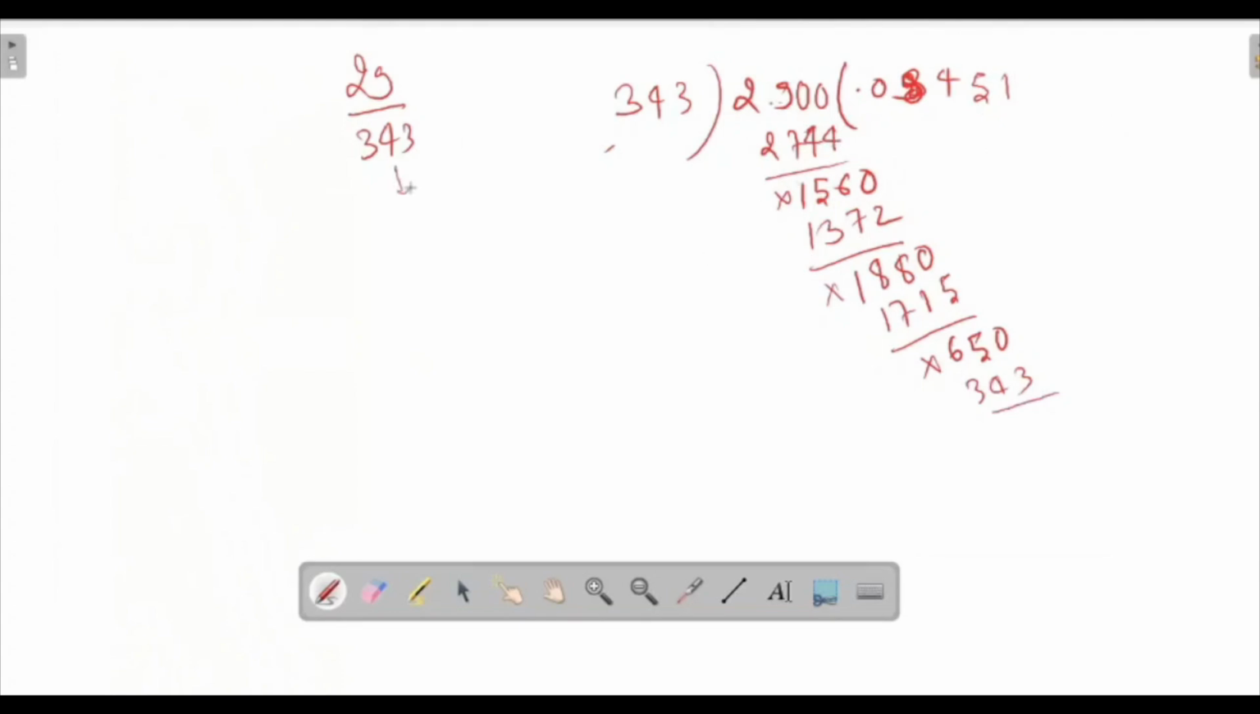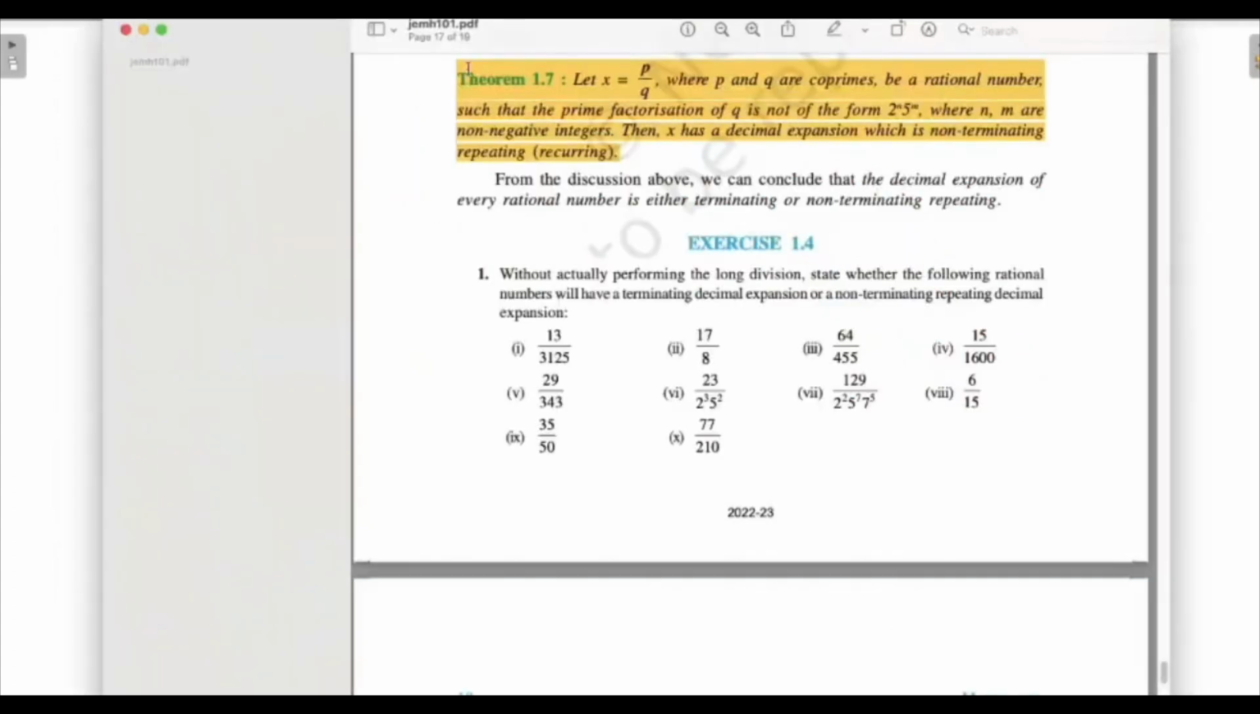And since there is neither 2 nor 5, because of this, this is not terminating. Okay, so this is the concept here. That's all the concept here. All right, there's nothing more here.